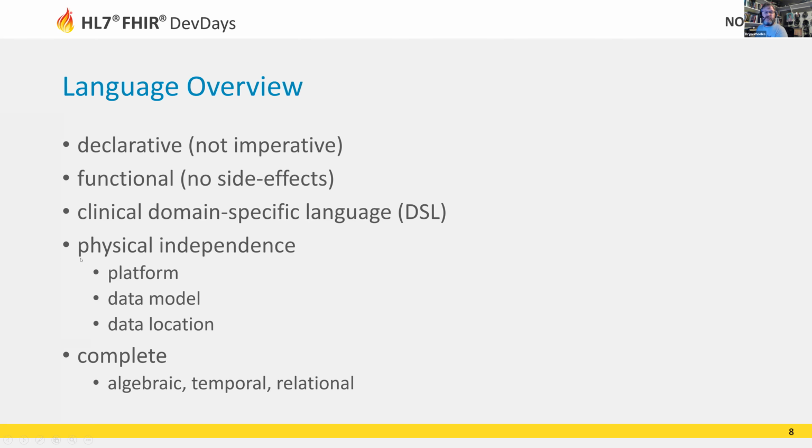It has certain types of physical independence. So it's platform independent, it's data model independent, and it's data location independent. It doesn't care where the data is. It's concerned with expressing what the query should look like. And it exhibits certain characteristics of completeness. It's algebraically complete, it's temporally complete. There's a full set of interval operators, and intervals are a first-class feature of the language, and it's relationally complete.